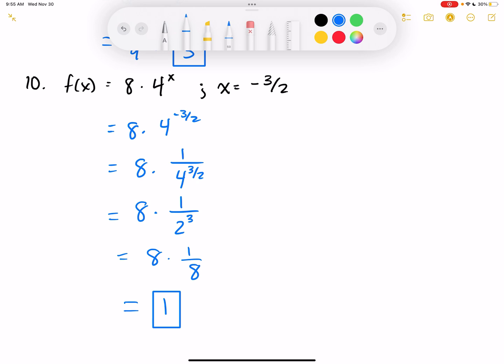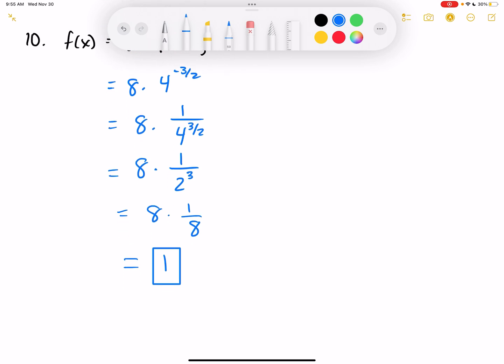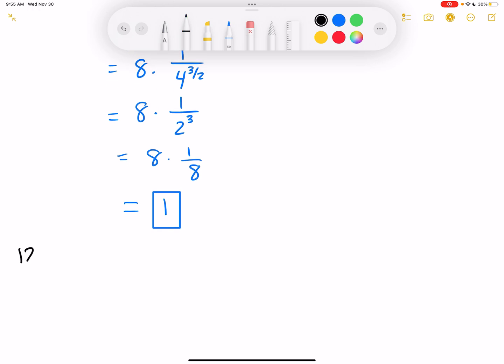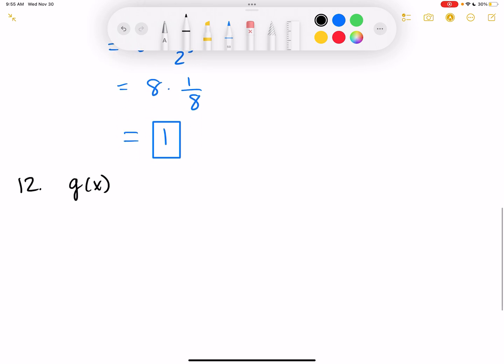All right, these ones say to determine a formula for the exponential function whose values are given in the table. So the table, I'm only going to write the part that we need for this problem. The other part you need for the problem you'll have in the homework. So 12 is asking us for g of x. So the table gives you x values and g of x values.